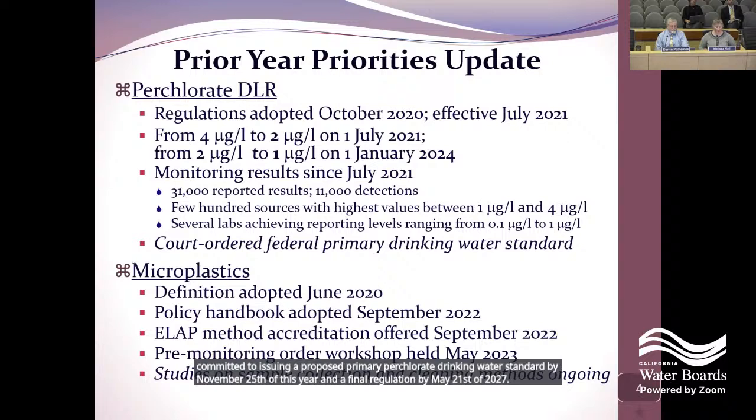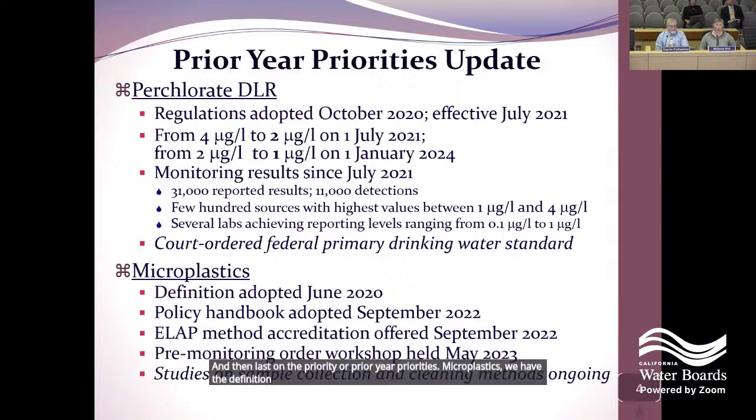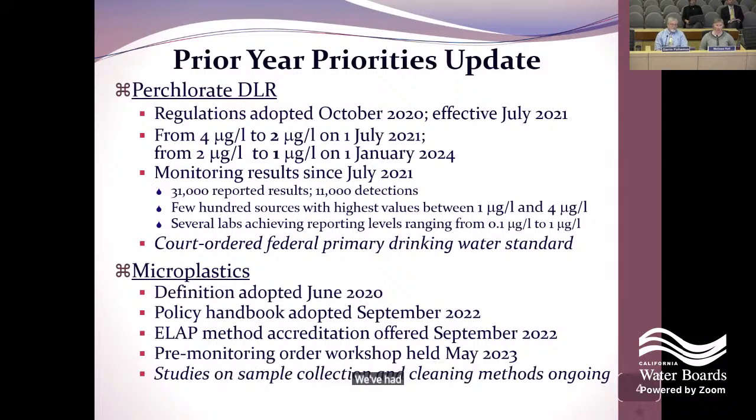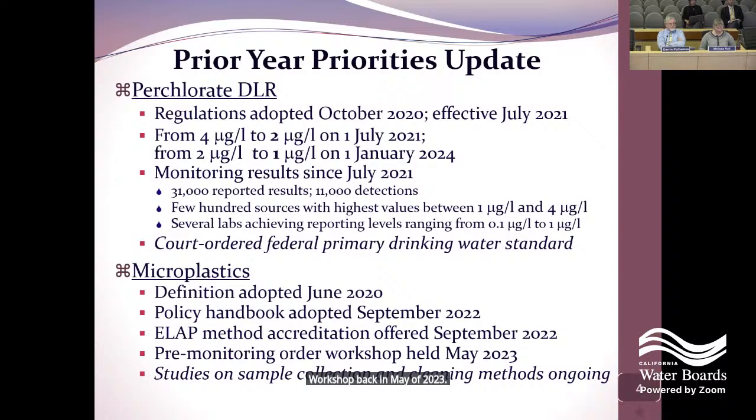And then last on the prior year priorities, microplastics, we had the definition adopted back in June of 2020, the policy handbook adopted in September 2022. We've had ELAP method accreditation offered since September 2022, and we held a pre-monitoring order workshop back in May of 2023. Since then, studies to identify sample collection and sample cleaning methods are ongoing. Once completed, we'll look to begin 2 years of water system sampling. Next slide, please.